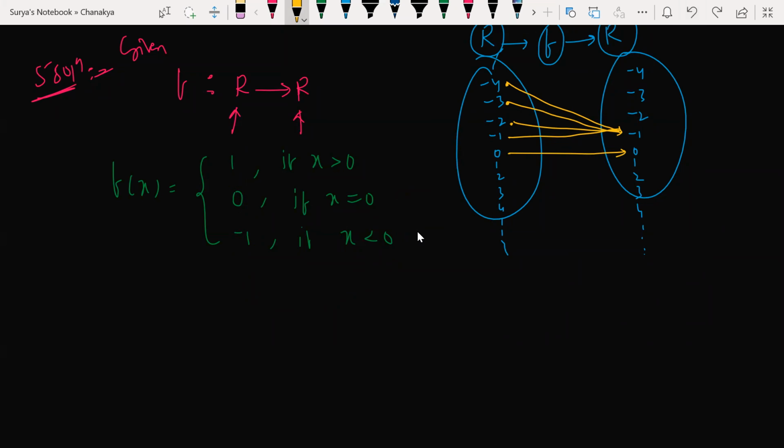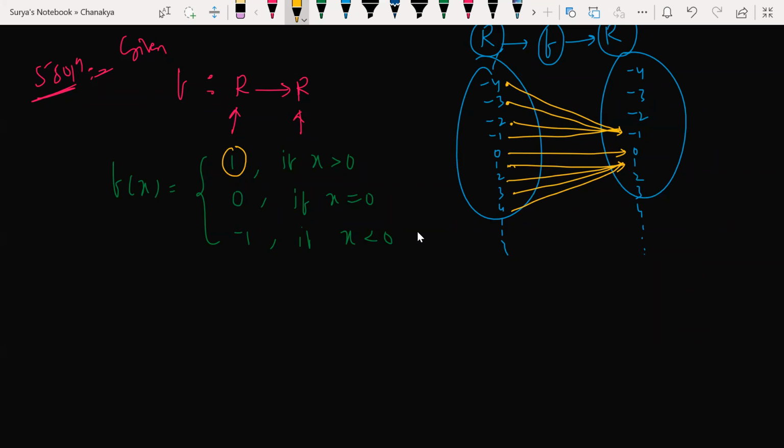Now look at this here. If x is greater than 0, the function is going to be 1. 1 is greater than 0, so of course it is going to be 1. Take 2. 2 is also greater than 0, so it is also going to be 1. 3 is also greater than 0, which is also going to be 1. 4 is also greater than 0, which is also going to be 1.